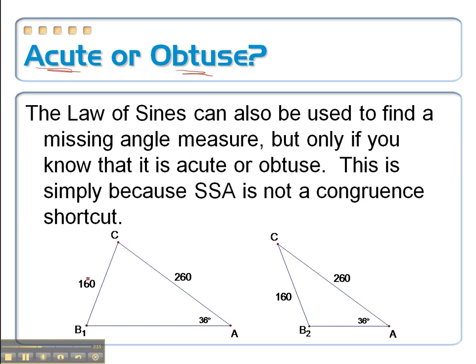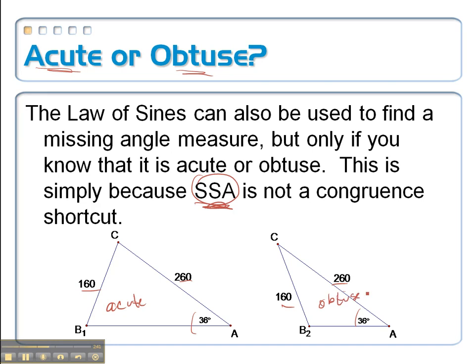So if I look at these sides, I have side, side, angle. Side, side, angle. And remember that side, side, angle, it's just not a congruent shortcut. It's everybody's favorite congruent shortcut that doesn't even work. Okay? And it doesn't work because it creates two triangles. I have the same set of pieces, but two totally different triangles. This one is acute, and this one is obtuse.